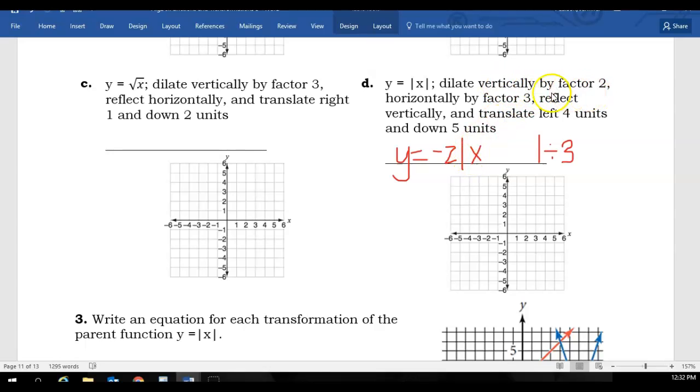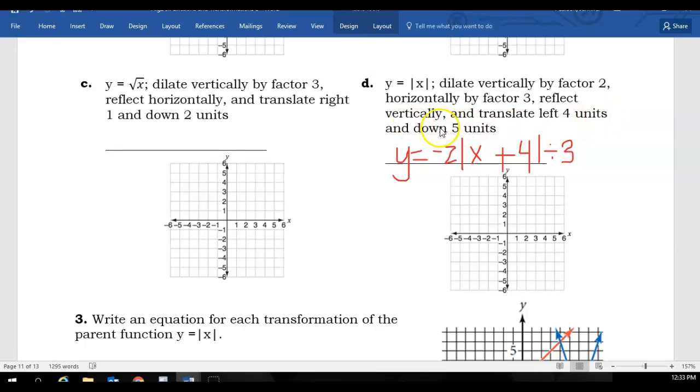So I got the vertical dilation, I got the horizontal dilation, I got the vertical reflection. Now I see translate left 4. So translate left and right means it's going to go by the x, plus goes to the right, and a minus goes to the left. Did I say that backwards? I think I said that backwards. Minus goes to the right and a plus goes to the left. So because it says left 4, I need a plus 4.